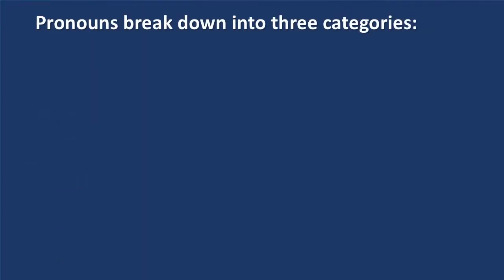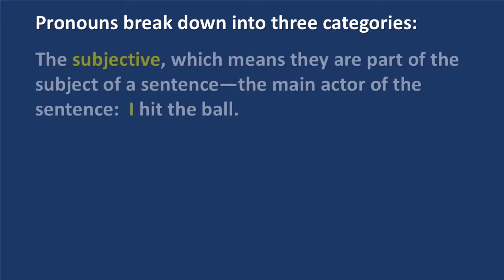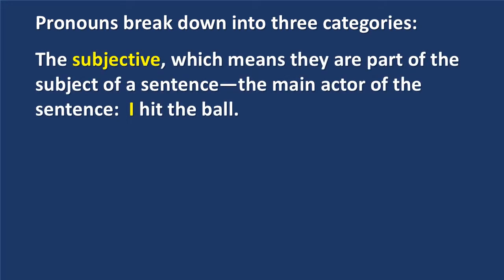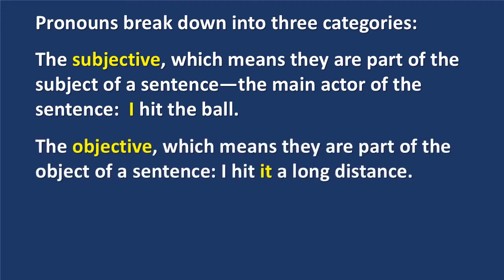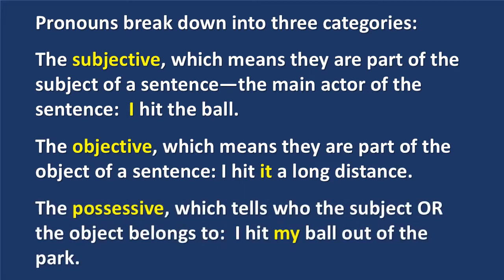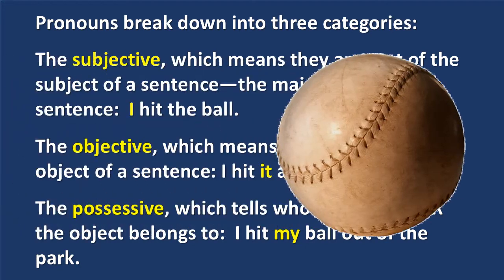Pronouns break down into three categories. The subjective, which means they are part of the subject of a sentence, the main actor of the sentence: I hit the ball. The objective, which means they are part of the object of a sentence: I hit it a long distance. The possessive, which tells who the subject or the object belongs to: I hit my ball out of the park.